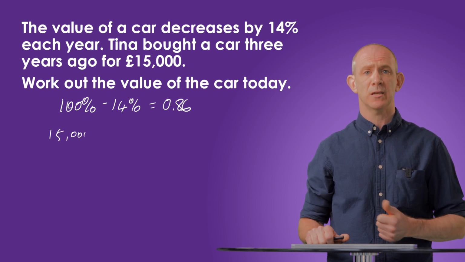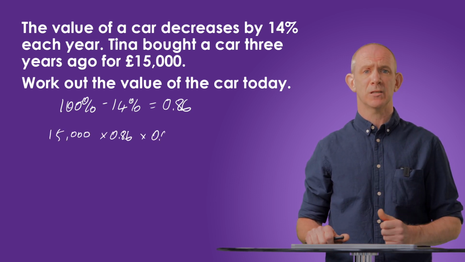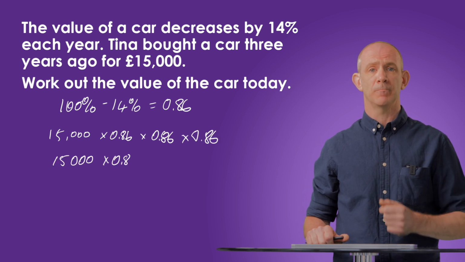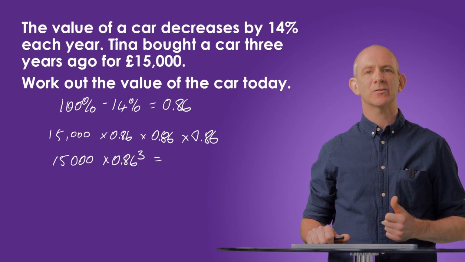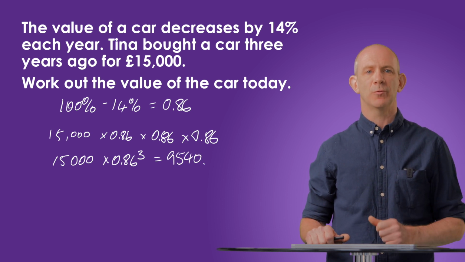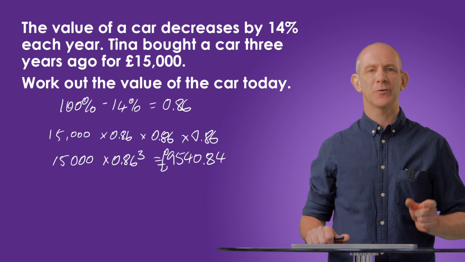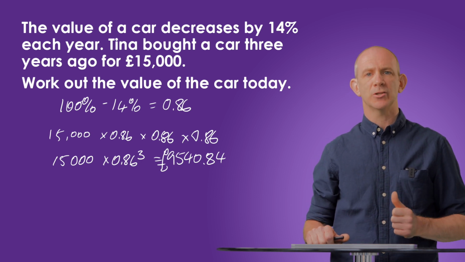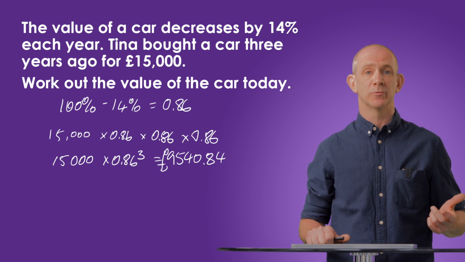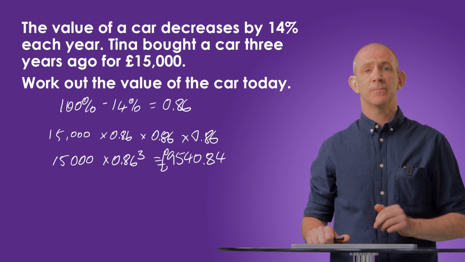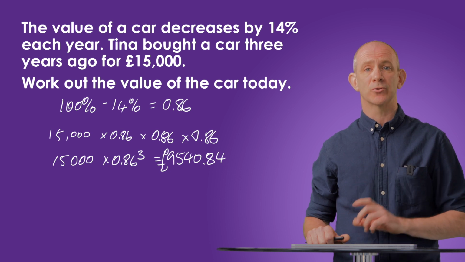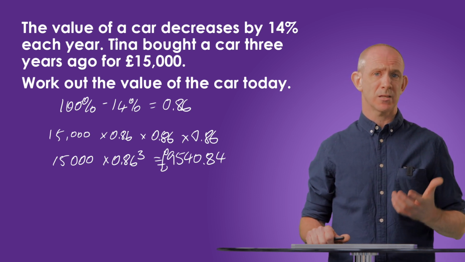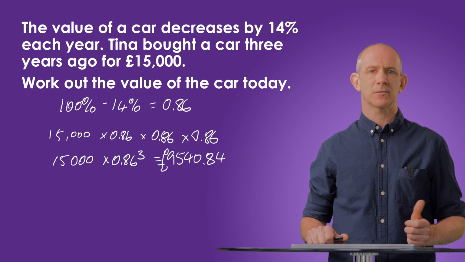15,000 times 0.86 times 0.86 times 0.86, or 15,000 times 0.86 to the power of 3, which equals £9,540 and 84 pence. This is the value of the car after the 3 years. As you can imagine, this depreciation has a greater effect when the car is newer and more expensive, as the percentage decrease is of a larger amount. As the years progress, the rate will stay the same but have less of an effect.